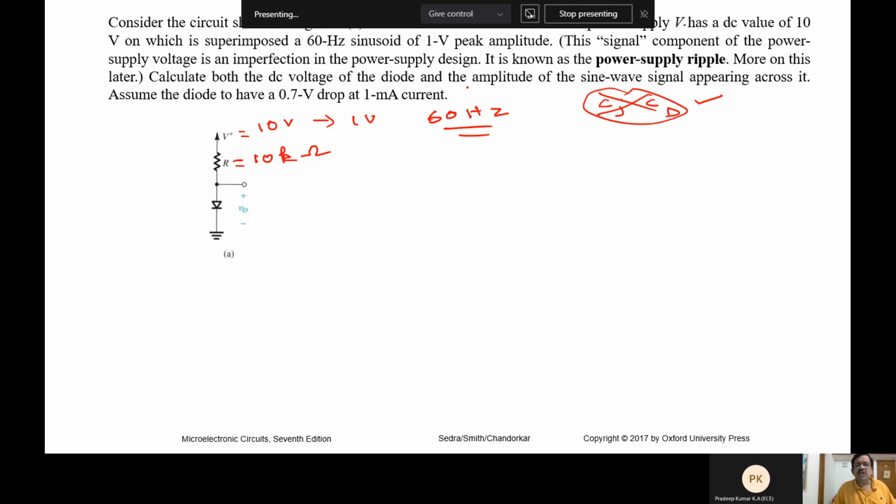Calculate both the DC voltage of the diode and the amplitude of the sine wave signal appearing across it. Assume the diode has a 0.7 volt drop.